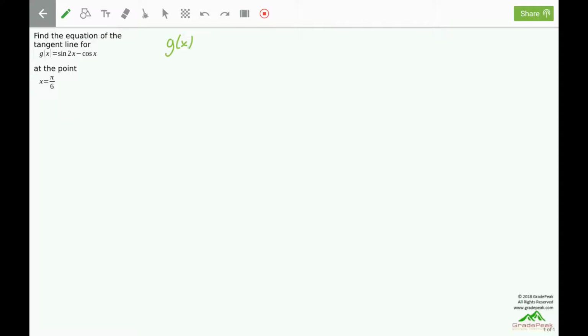And that's going to be found by plugging the pi over 6 into the g of x, which is sine of 2x minus cosine x. We're going to plug pi over 6 in there. And this will give us our y coordinate. It will be g of pi over 6. And that'll be sine of 2 pi over 6 minus cosine of pi over 6.